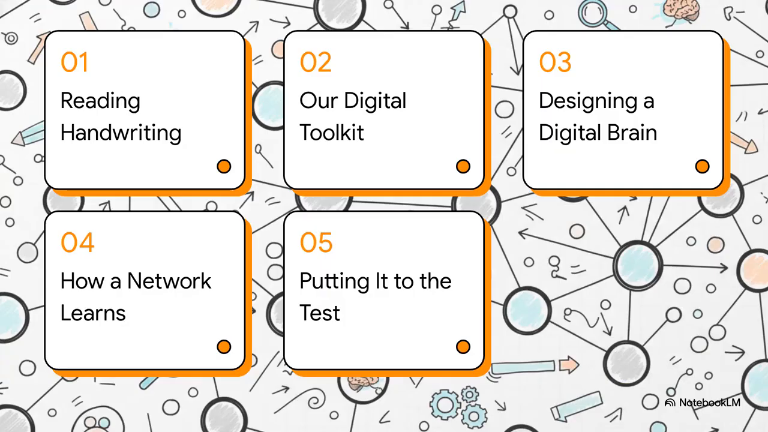So here's our game plan. We've broken this down into 5 simple steps. First, we'll define the problem we're trying to solve. Then we'll grab our digital tools. After that, we'll design the brain's blueprint, teach it how to learn from its own mistakes, and finally, the best part, we'll put our new creation to the test.